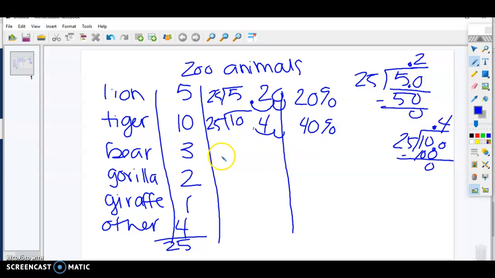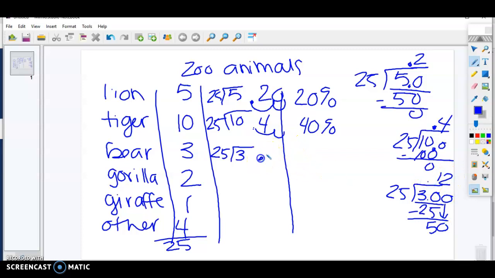Okay? My bear, again, I had 3 divided by 25. 25 cannot go into 3. Add my decimal and my 0. 25 can go into 30 1 time, 25. Subtract and bring down a 0. 25 can go into 50 2 times, add my 0. So I have 0.12. Move that decimal, 12%.